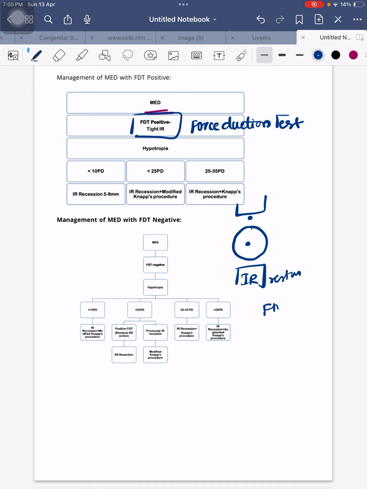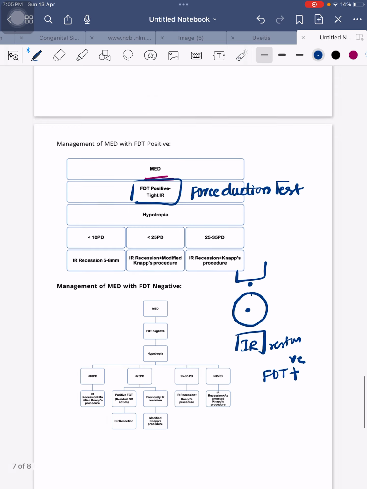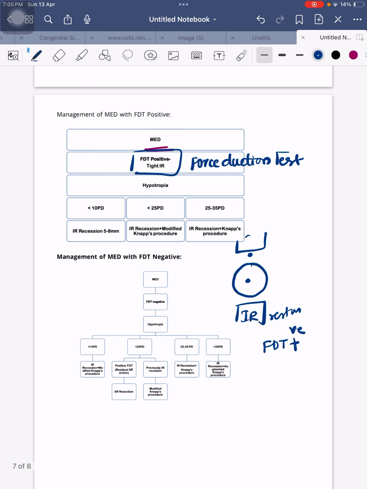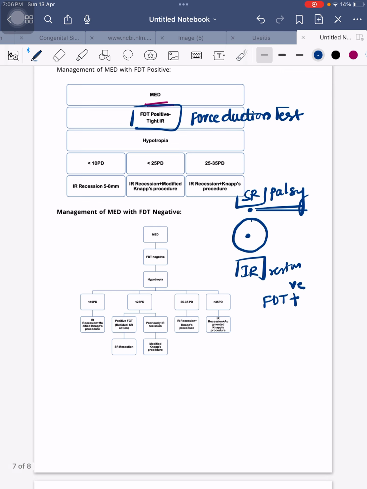That is FDT positive. Where it will be positive? It will be positive whenever there is an inferior rectus fibrosis. But whenever it is because of superior rectus palsy, the eye can easily move up and down. There is an MED, but that is because of superior rectus palsy, and even in supranuclear palsy, FDT will be negative. So coming to FDT positive condition, that is inferior rectus fibrosis.